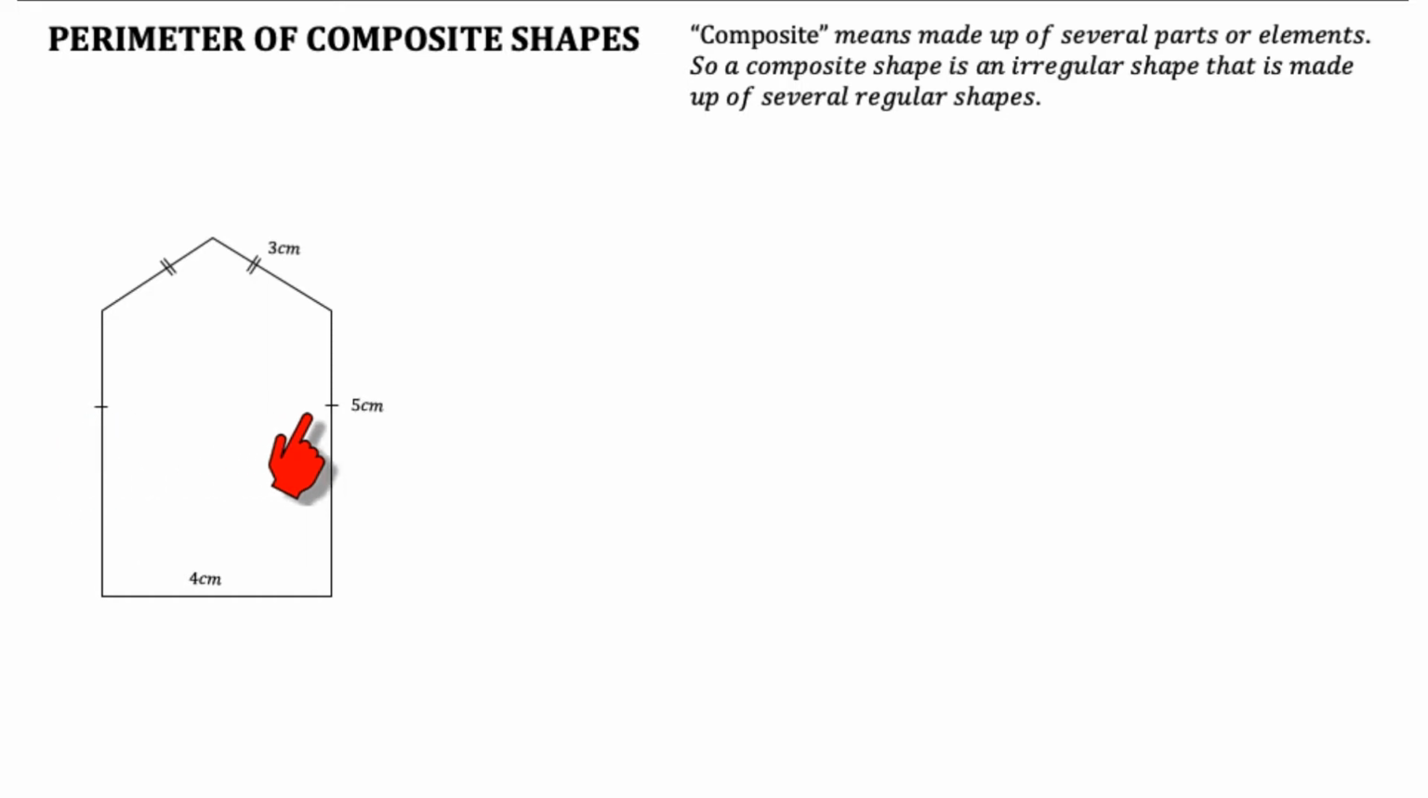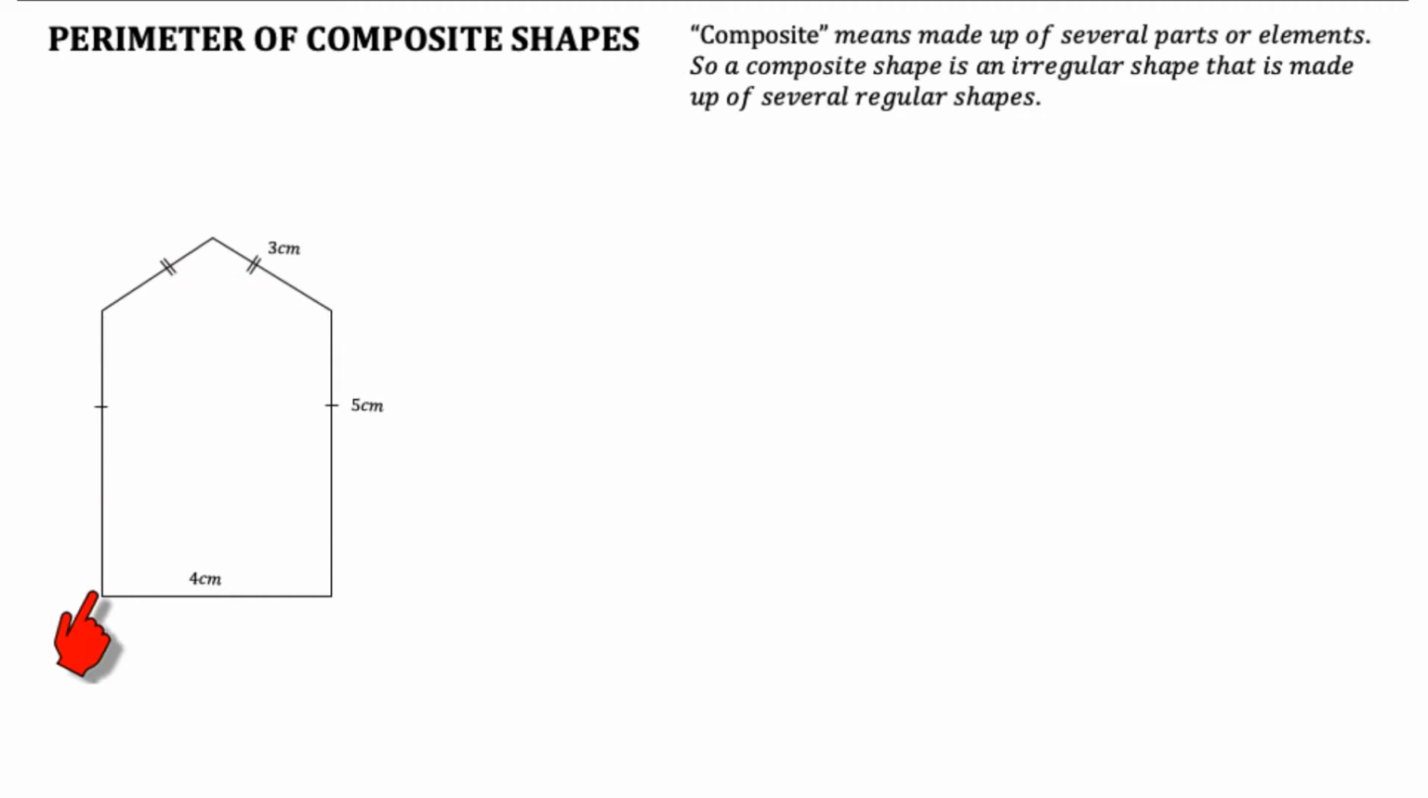These little single notch marks, we call them congruence marks. Because this is a single mark and this is a single mark, this side is the same length as this side. The double ticks mean that this side is the same length as this side. In this case, this will be 3 centimeters.